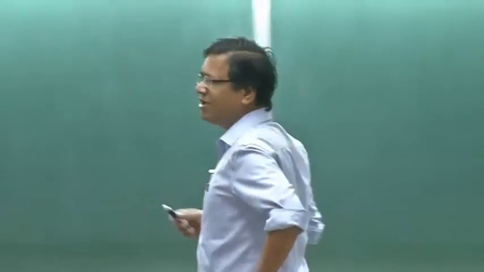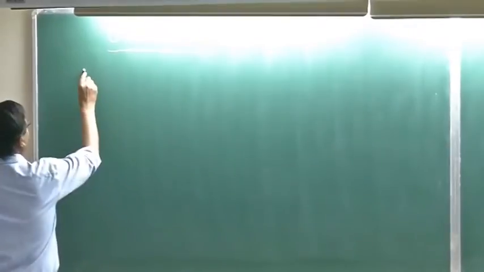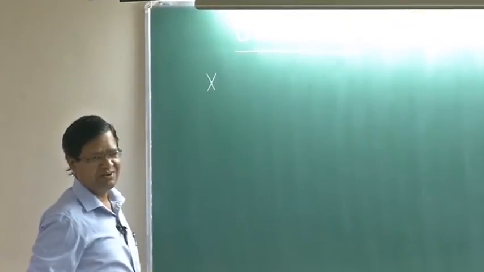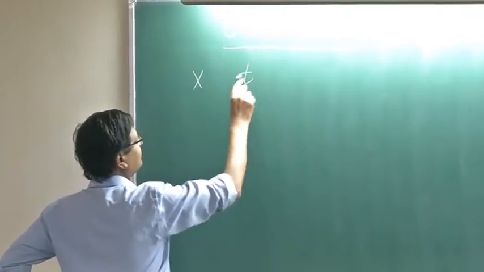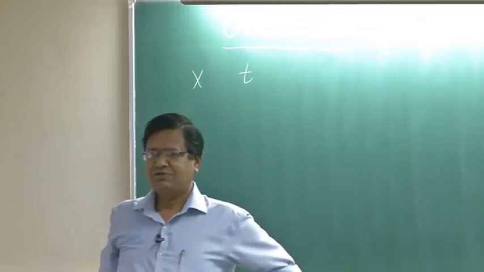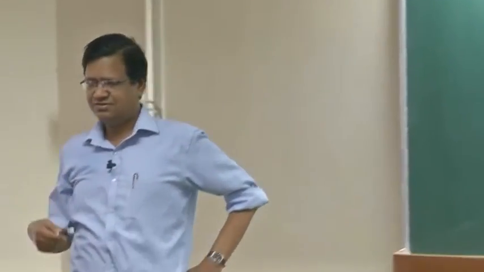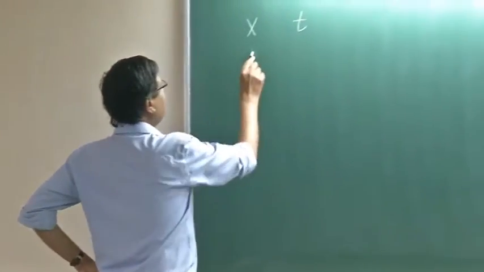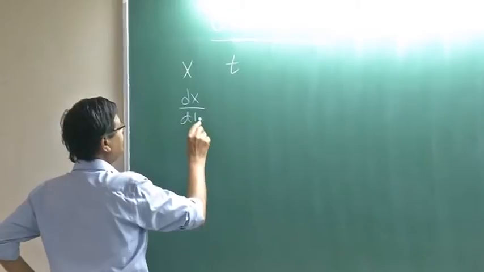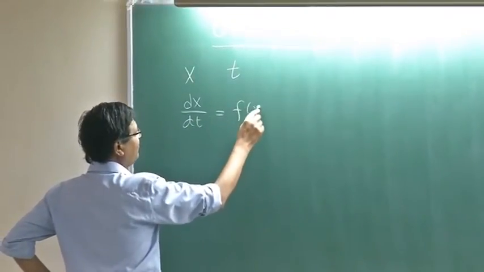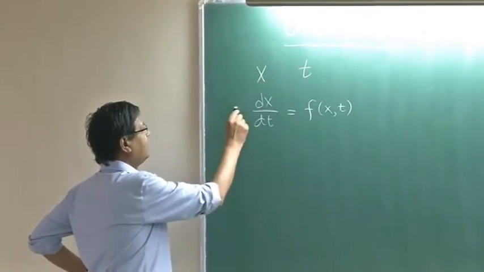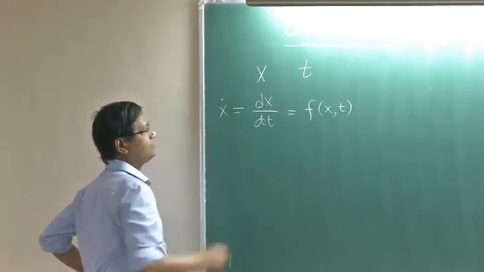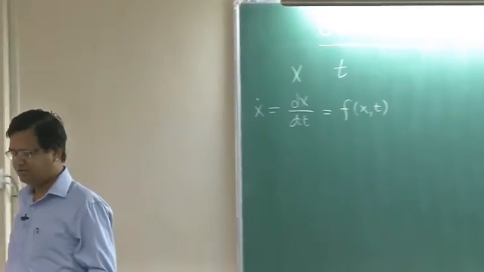Okay, so let's start. I'm going to use the following notation. My x is a dependent variable, unlike the last class, and t is my independent variable. Like mechanics, just think of x as a position and t as time. So one equation I can write is for the velocity: dx by dt is some function of x and t. We'll try to solve this. We can also call it x dot, which is a useful shorthand notation.